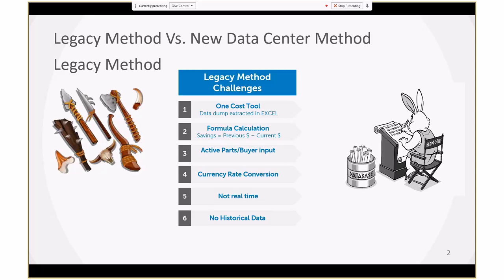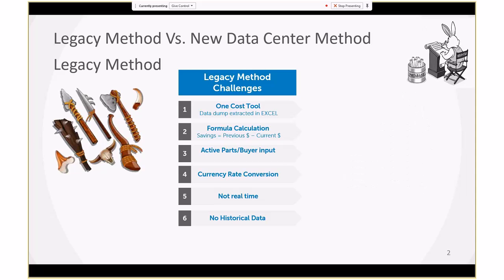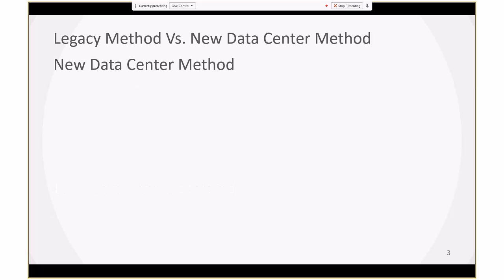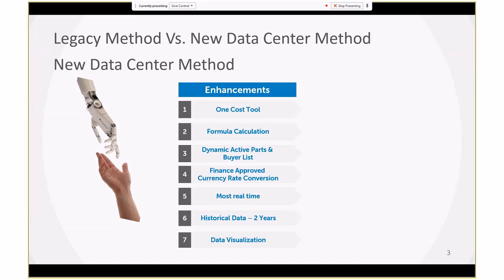Now, the million-dollar question was how to overcome these challenges. The procurement team and the PAC team co-created an idea to solve this by building a recommendation engine as follows. So here is the new data center method. It has these 7 enhancements which overcome the previous method that was followed by the buyers and the GCMs.